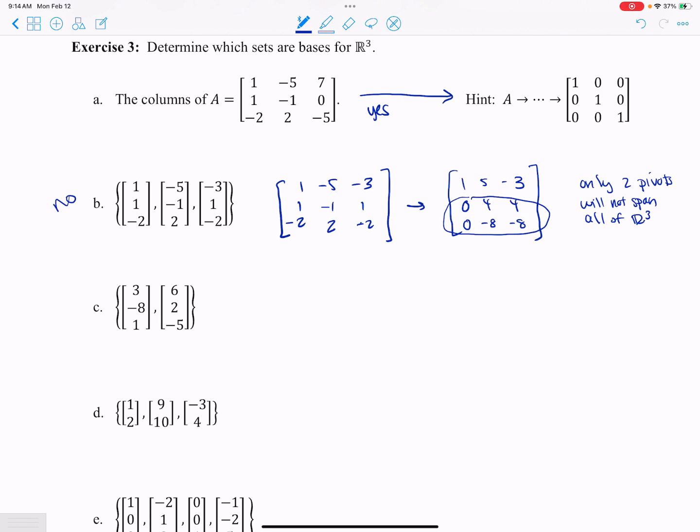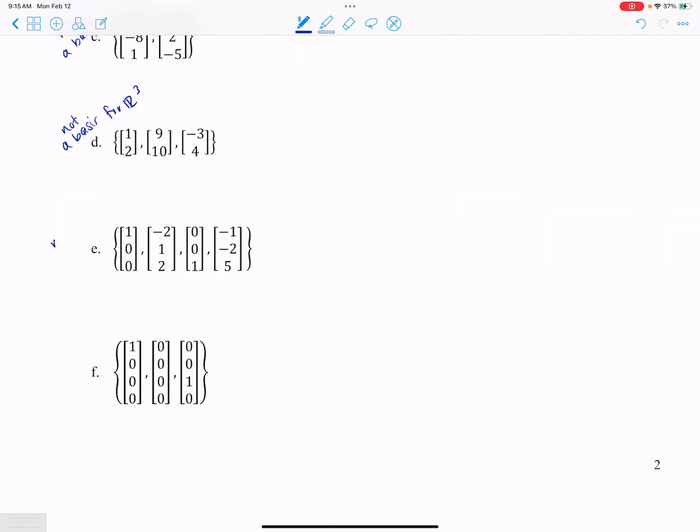In part C, I can tell immediately this is not a basis because I only have 2 vectors. And if I only have 2 vectors, I can't span all of R3. In part D, I can tell it's not a basis for R3 because my vectors are in R2. And then in E, this is not a basis because I have 4 vectors in R3, which tells me they are linearly dependent. And then F is not a basis for R3 because my vectors live in R4.